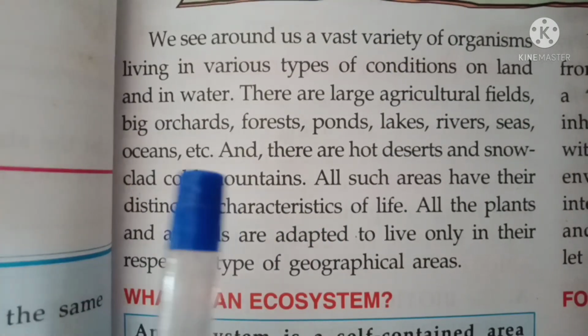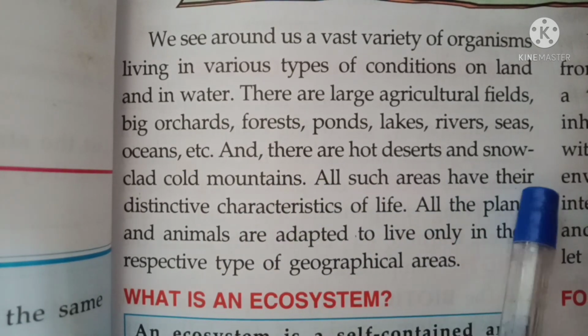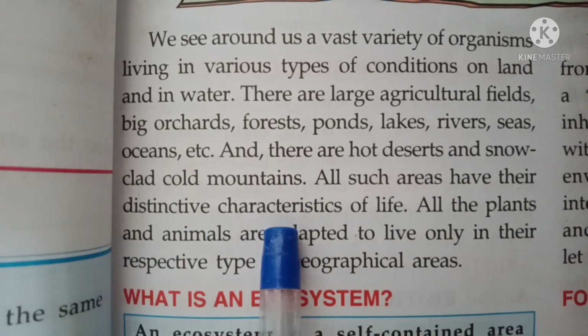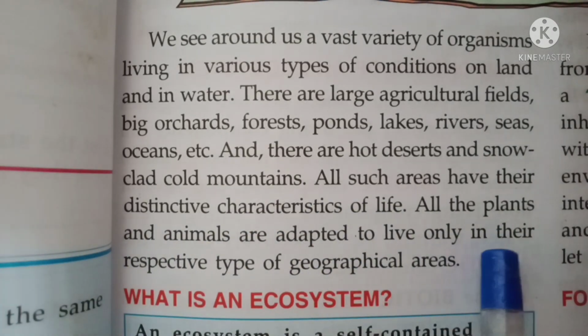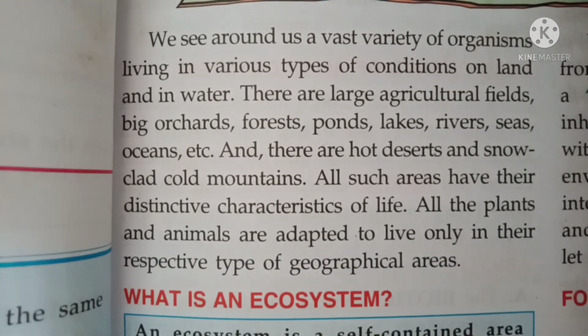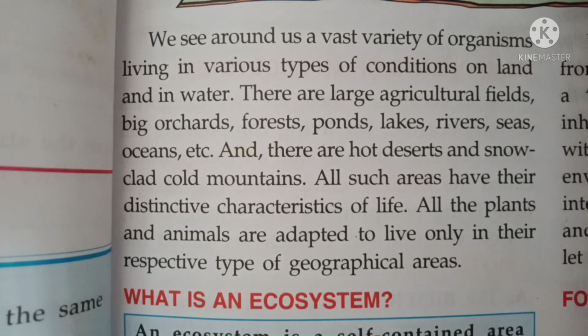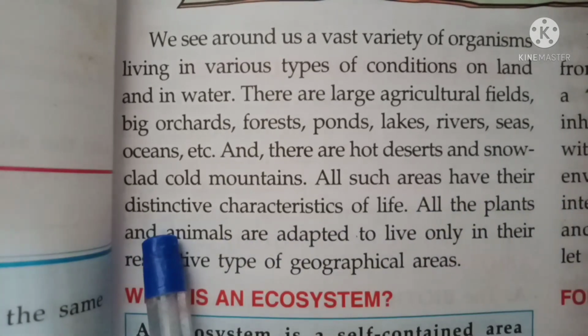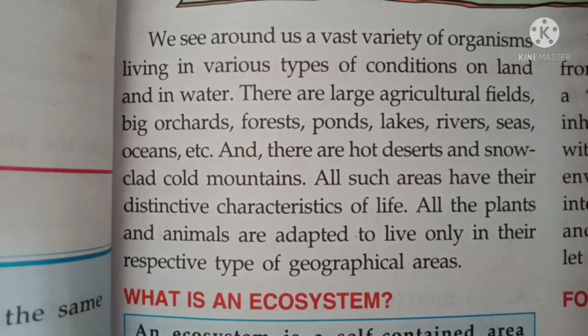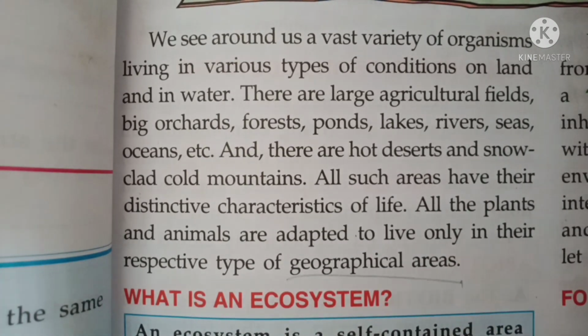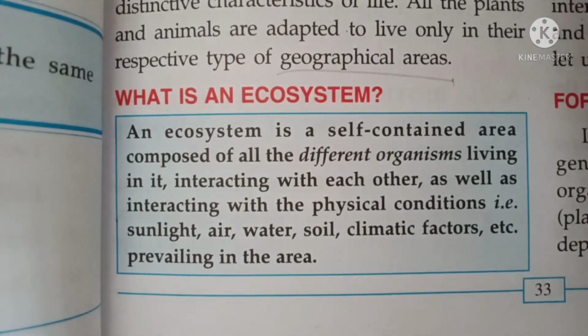All such areas have their different, distinctive characters, meaning different characters of life. All the plants and animals are adapted to live only in their respective types of geographical areas. So, can a dog live in cold mountains? No. That is why all plants and animals have adapted. Adapted means they are suitable to live in a particular type of geographical area. Now let me discuss the definition of ecosystem.